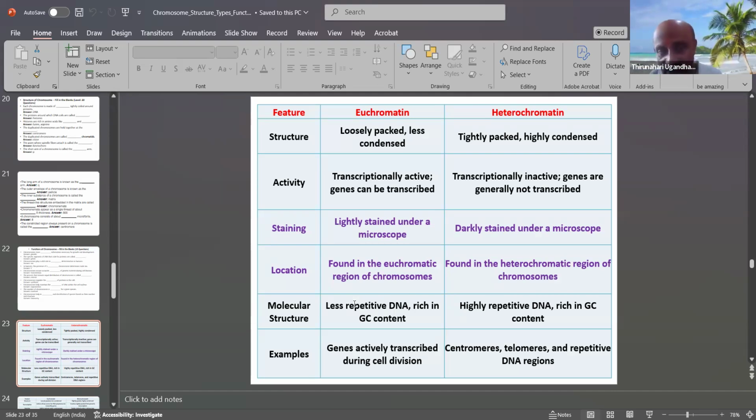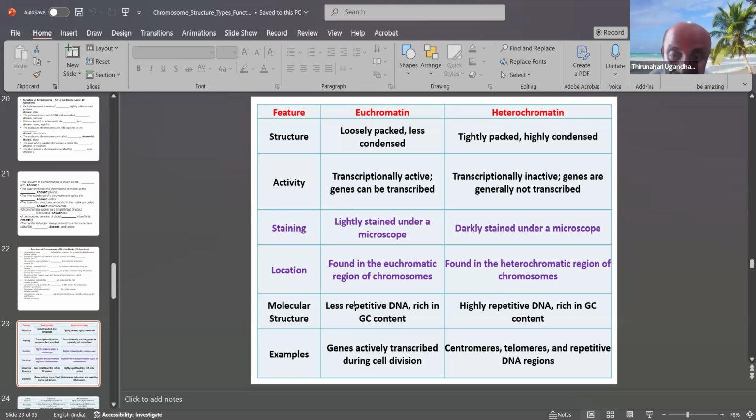So what are euchromatin and heterochromatin, and what is the differentiation? It is based on the storage of genetic information in the chromatid parts of the chromosome. The parts of the chromatid divide into two: the first one is euchromatin, the second one is heterochromatin. Loosely packed, less condensed part is euchromatin. Tightly packed, highly condensed part is called heterochromatin.